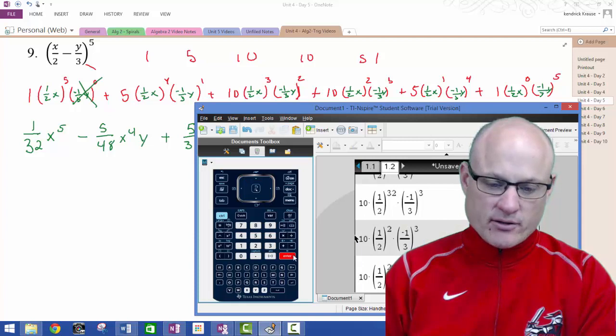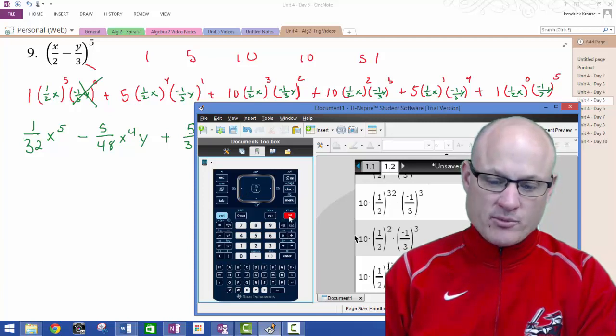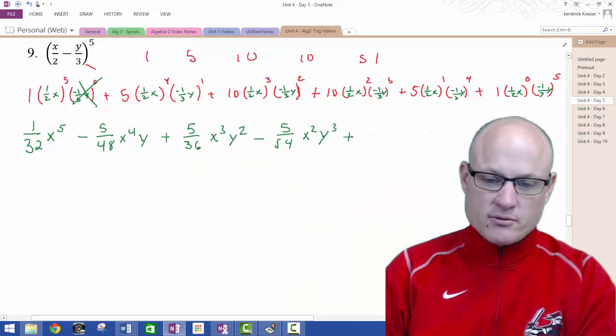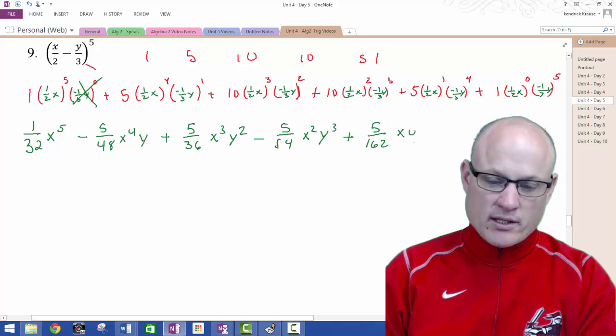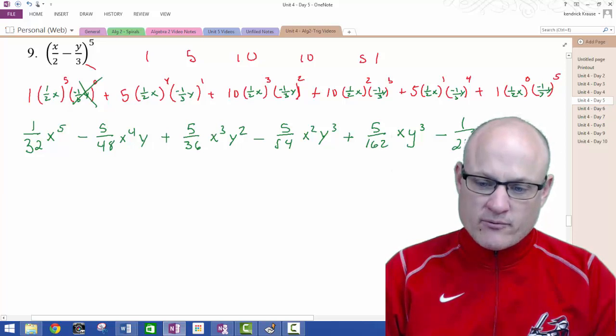Now I know you don't have this calculated at home, but that's why I'm doing the work for you. Change over here to a 3. Oops, excuse me. This should go to a 1. And this, I know what you're saying, should be a 4. And our leading coefficient should be a 5. 5 over 162. X, Y cubed minus, and I'll just tell you the last one, 1 over 243 y to the fifth. Done.